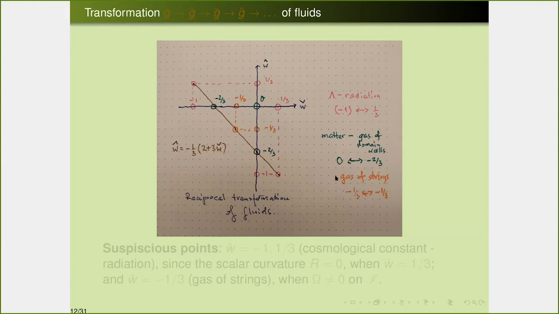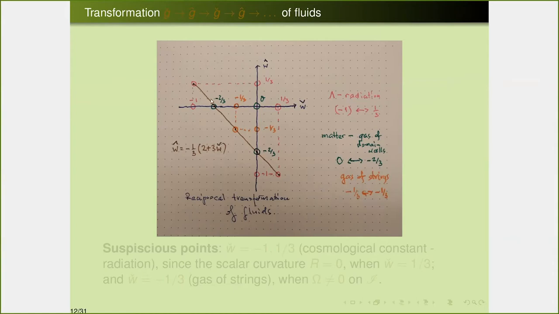And there is another one which is quite nice, which is just this -1/3, because -1/3 is just a fixed point of this transformation. So actually -1/3 guys pass from one aeon to the other aeon without any trouble. And these guys are also known in cosmology. They are called gas of strings. Okay, so that's what it is.